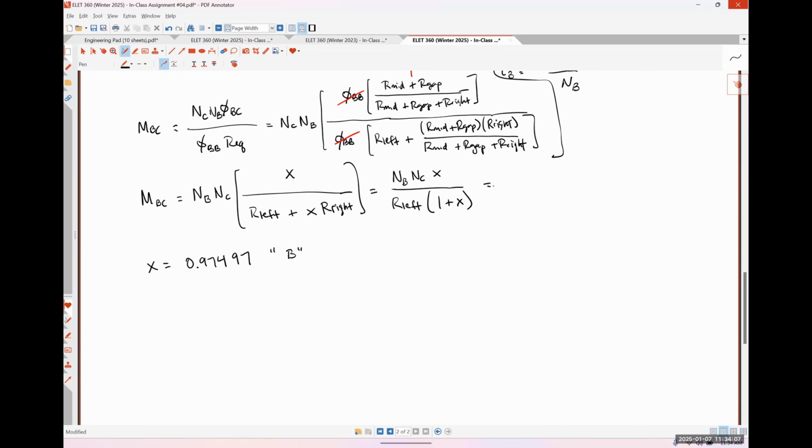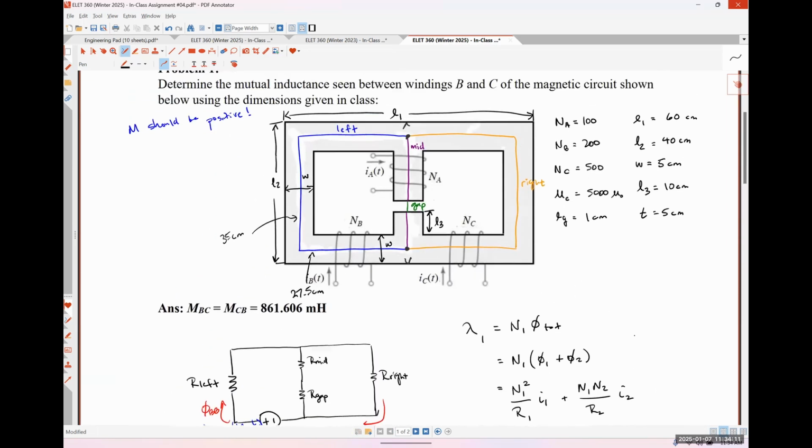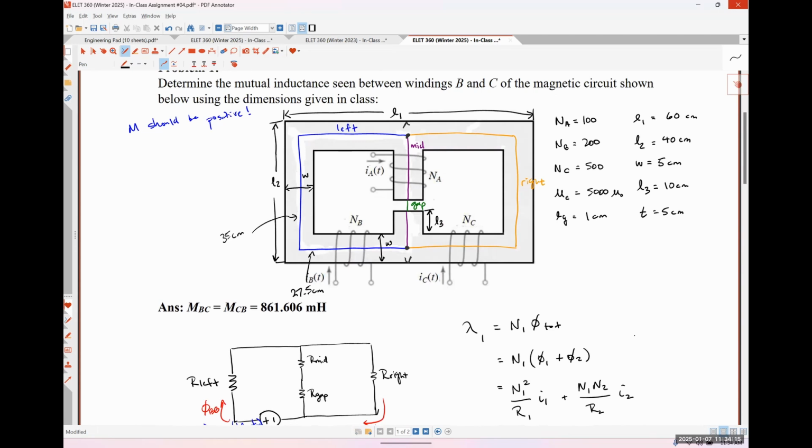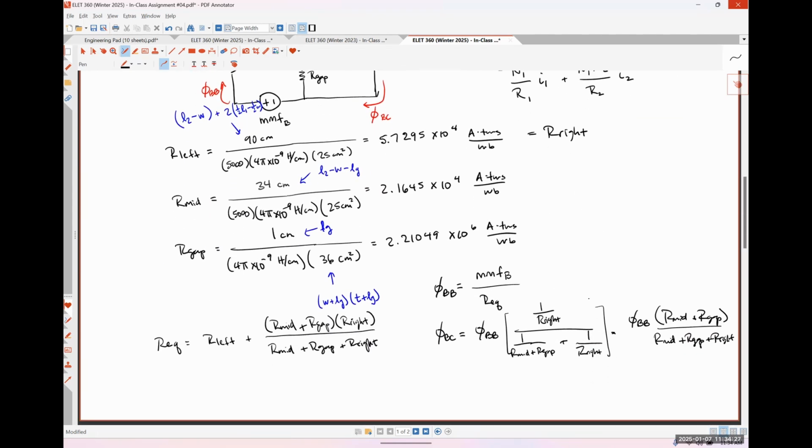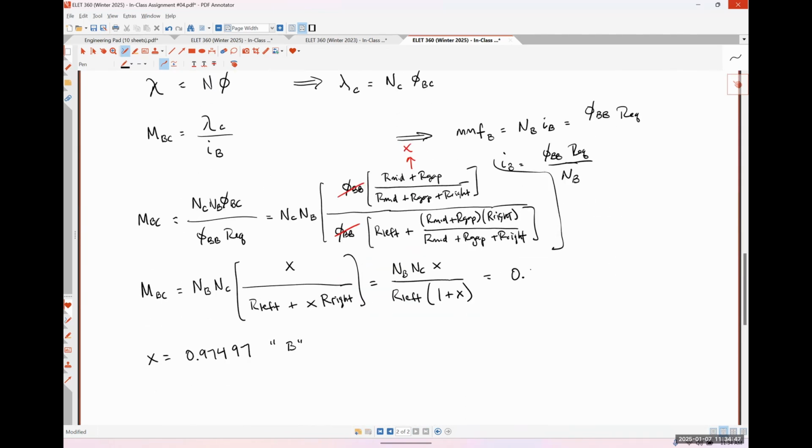So let's see here. NB was 200 times NC was 500 times what I have stored as X divided by R left, which was 5.7295 times 10 to the 4 times 1 plus X. So this comes out to be 0.861618 henries, or 861.62 millihenries.